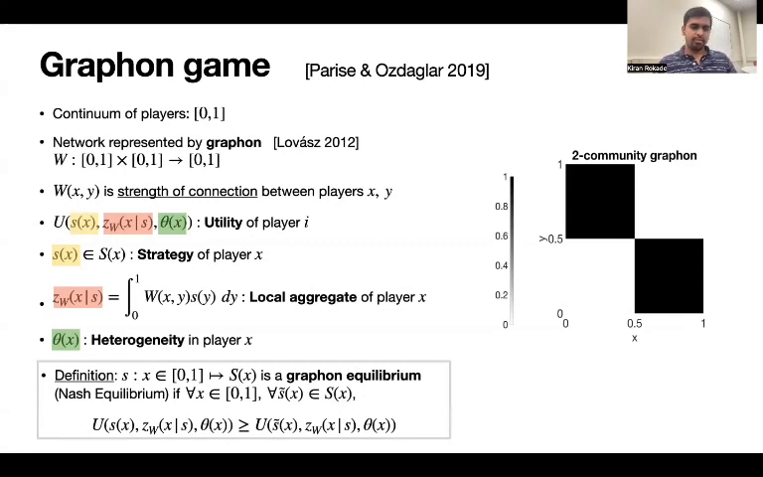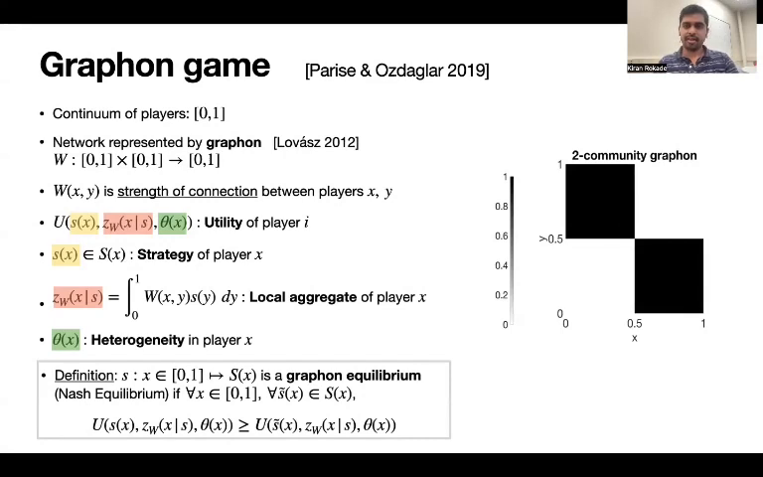Now, similar to a network equilibrium, you can define the notion of an equilibrium in a Graphon game. This is called a Graphon equilibrium. So we say that a function S is a Graphon equilibrium if no player x can change his strategy from S(x) to S tilde x and increase his utility.